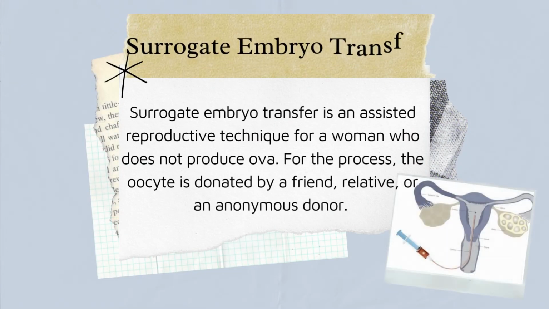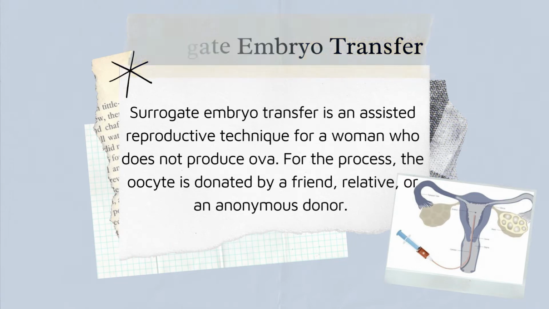Surrogate embryo transfer. Surrogate embryo transfer is an assisted reproductive technique for a woman who does not produce ova. For the process, the oocyte is donated by a friend, relative, or an anonymous donor.